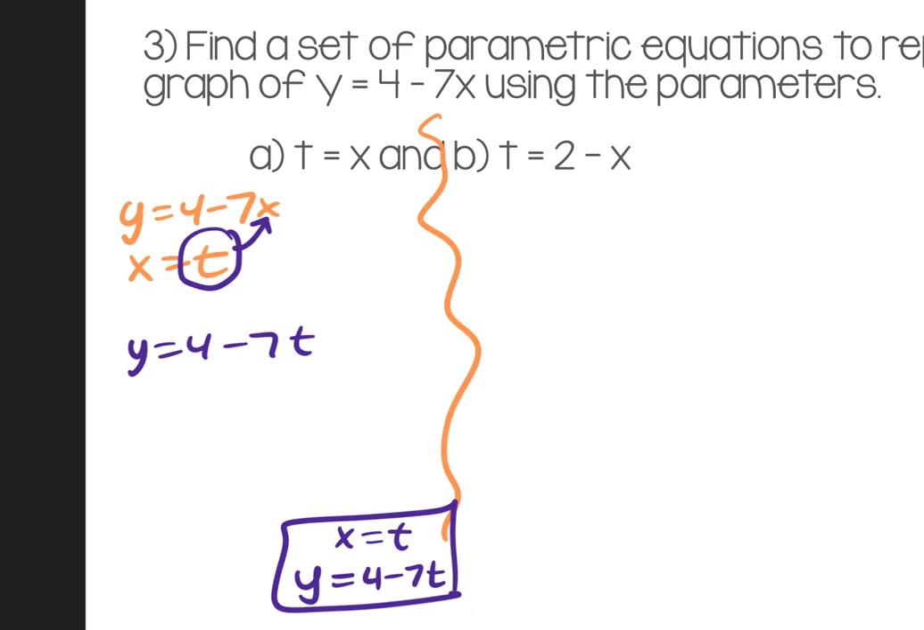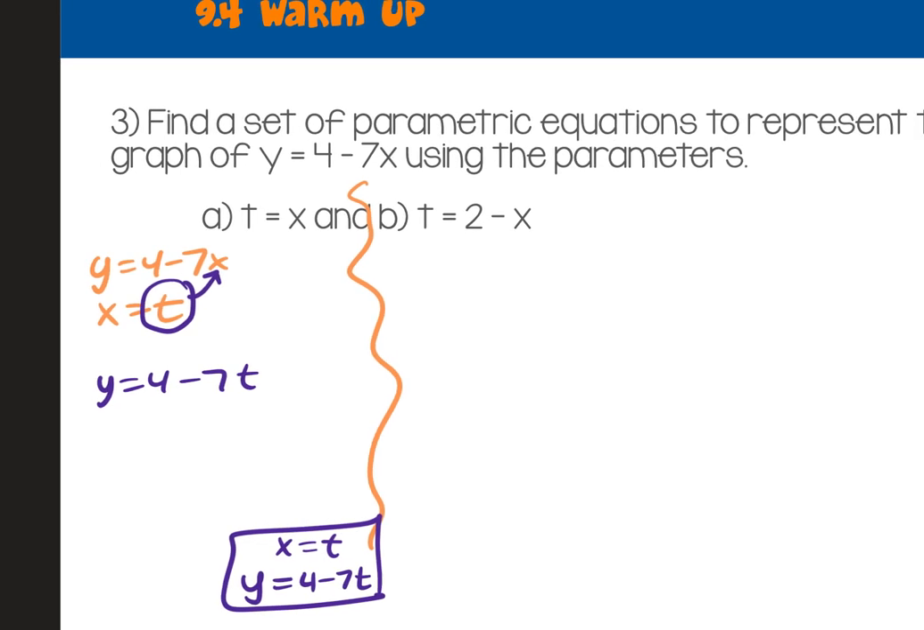Then B, same set of instructions, but this time the second equation is t equals 2 minus x. So my first equation is still y equals 4 minus 7x. Now I'm using these two. And again, one of them has a t, one of them doesn't. The one that has the t, we need to solve for the other variable that's with it. The one that has the t is the bottom and has an x with it. So I'm going to solve for x.